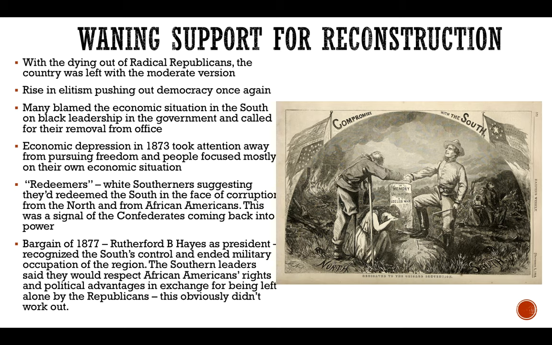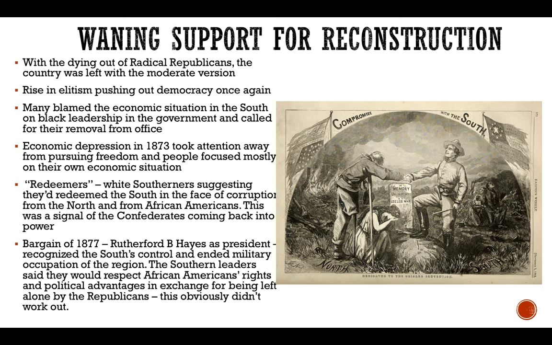And there was a rise in elitism, which is pushing out democracy again. So there was this idea that the rich should remain in power, and that the people were unable to decide for themselves what was right and what should happen. And many blamed the economic situation in the South on Black leadership in government and called for their removal from office. So it was sort of this easy target, low-hanging fruit, these new participants within the government, and blaming this financial situation that was following a war on them allowed some sort of scapegoating that people were more readily willing to accept.